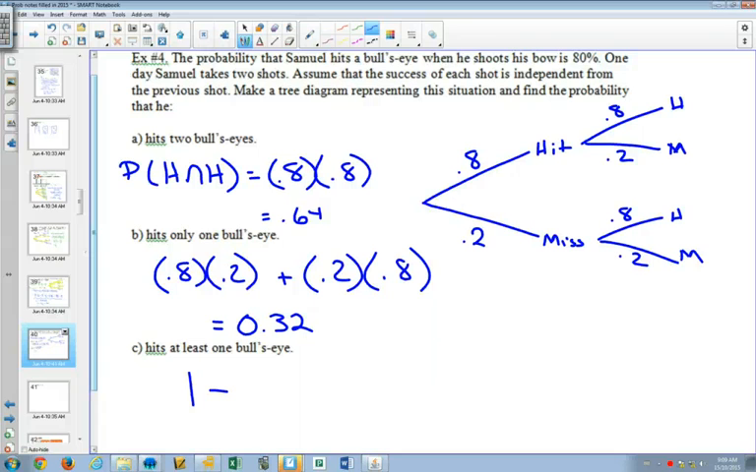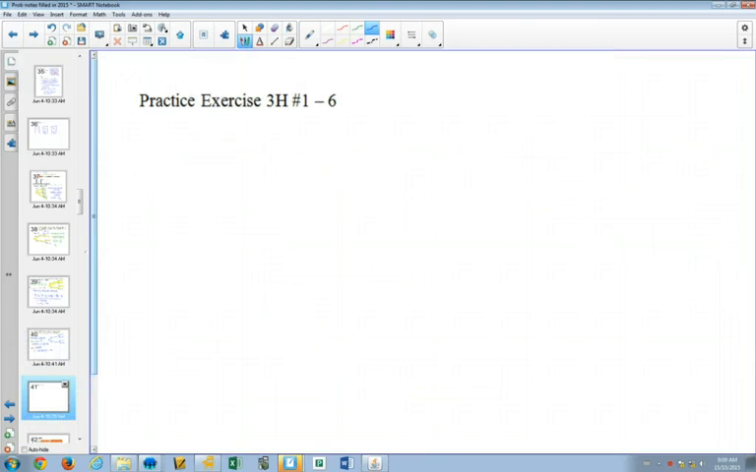Hits at least 1 bullseye, that would be everything but 2 misses. You could add up all 3 cases. In fact, it wouldn't be hard because we've got only 1 bullseye plus 2 bullseyes. We could just add up A and B to get it. Or if we subtract both misses, we get 0.96 that way as well. So there's some exercises to work on.